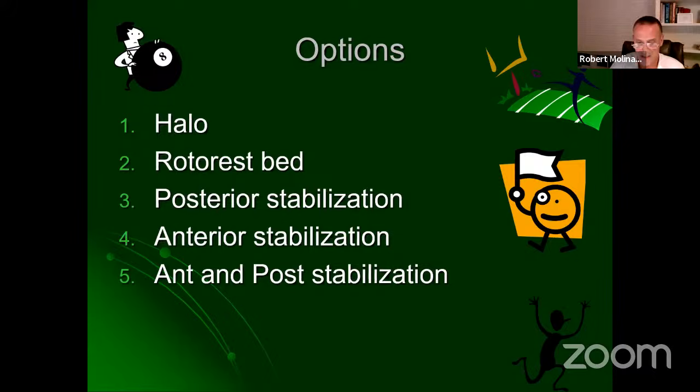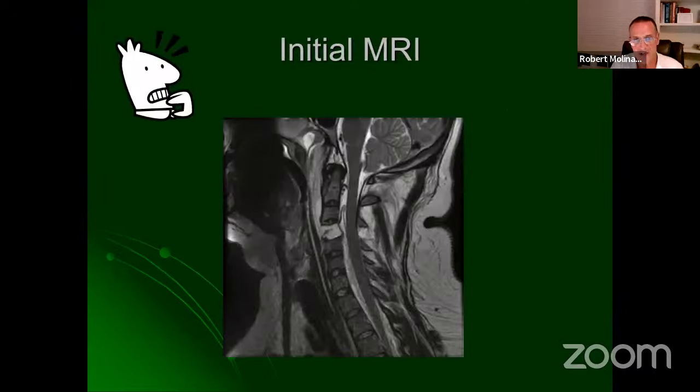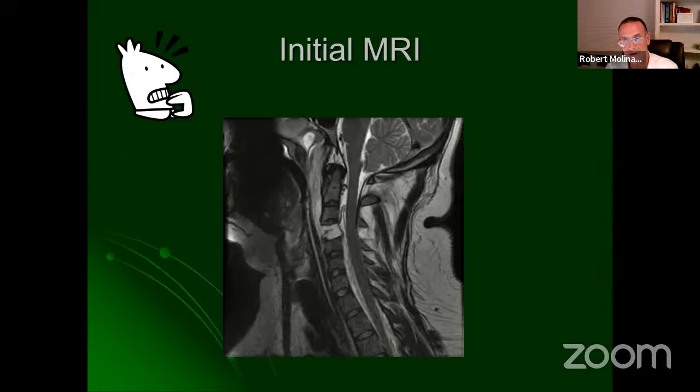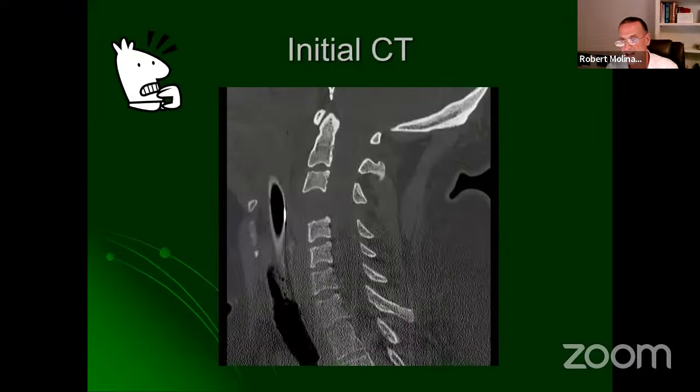So the question is, what's the best treatment option here? Posterior stabilization, anterior stabilization. I'll throw this out to my colleagues here to see how they would recommend treating this case, because I don't think there's a simple answer here.